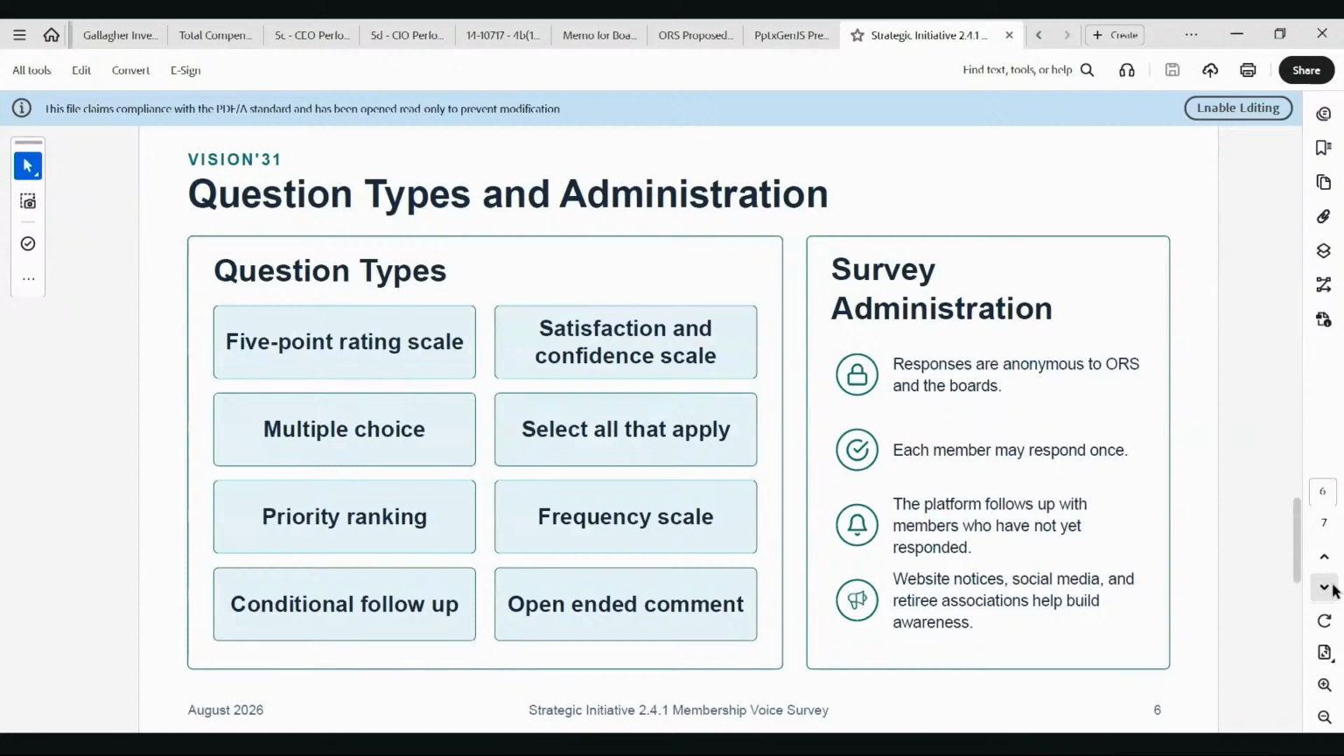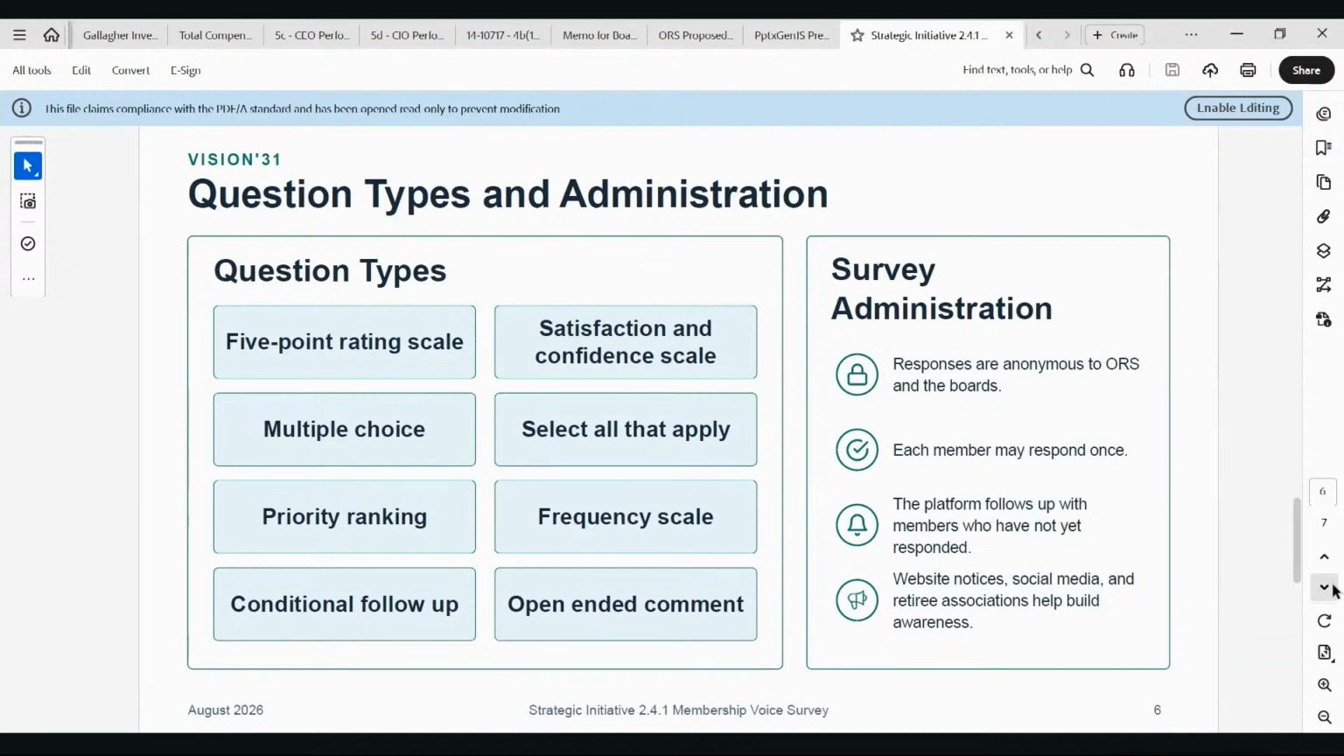I think everybody here has taken a survey, so, question types and administration. Question types are pretty standard. Again, this is going to be a SurveyMonkey product, so pretty standard on that side. But I think what's important is on the administration side, where we're going to have an anonymous survey to all the members. It'll be anonymous to ORS. It'll be anonymous to the boards. Each member will be limited to one response. And the platform itself is going to know who did and who did not respond and do follow-ups appropriately.